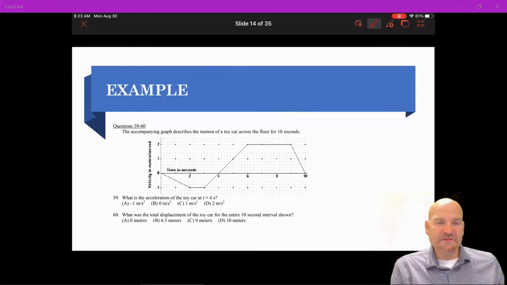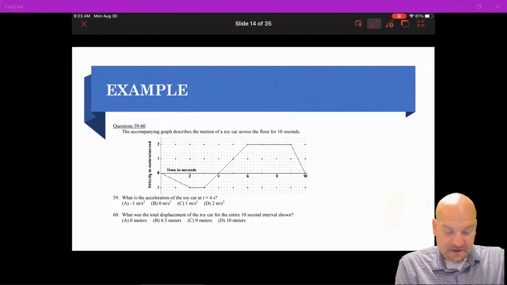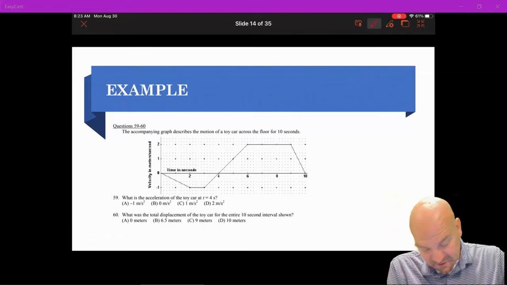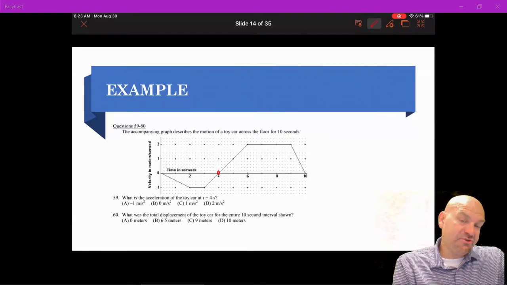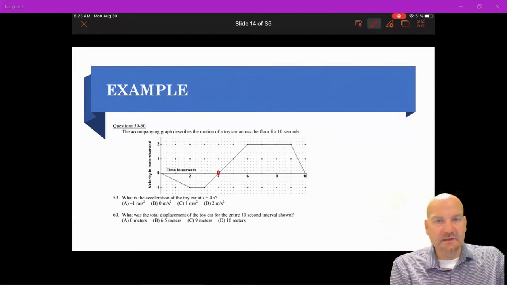Now, here's a good one, this is from an old AP exam, okay? So this says the accompanying graph describes the motion of a toy car across the floor for 10 seconds. Question 59 says, what is the acceleration of the toy car at 4 seconds? So we're trying to find the acceleration at this point. What they're going to try to do here is trap you into thinking, oh, it's on the axis, so that means the velocity, the acceleration has to be 0.